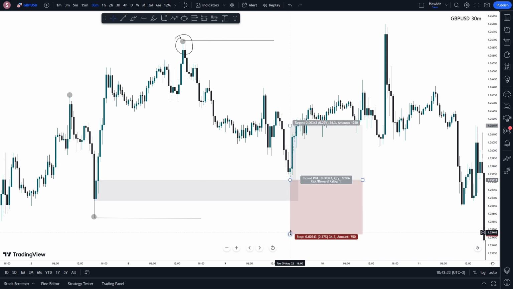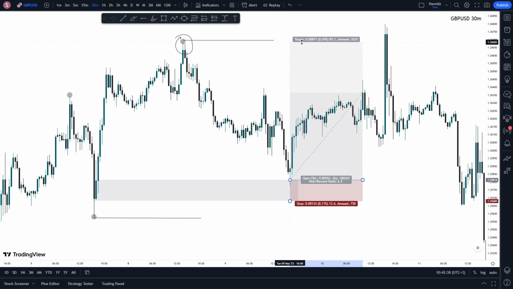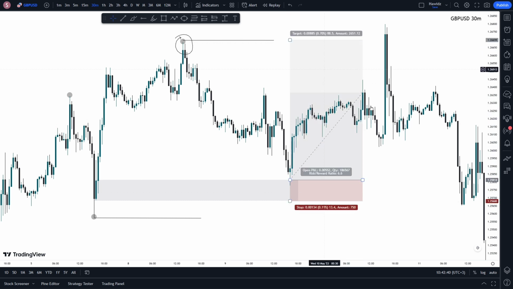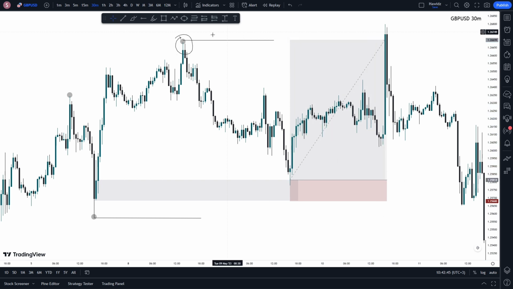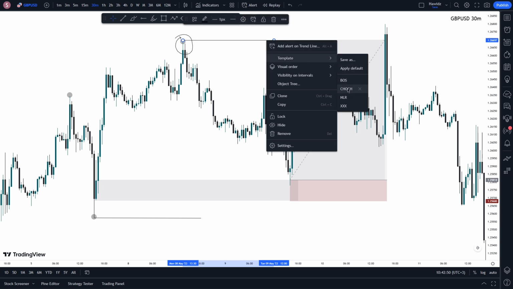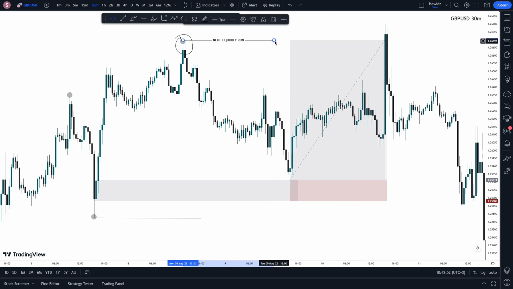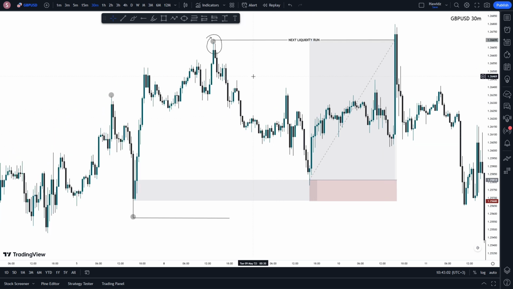So there's our trade. Our stop loss is just below this zone, and our take profit target, of course, is this high. Like I said before, price needs to take out this high and put in a new high as the next high. So this is going to be our next liquidity run area. There we have it, and this is our trade in total. So you can see how this happens.